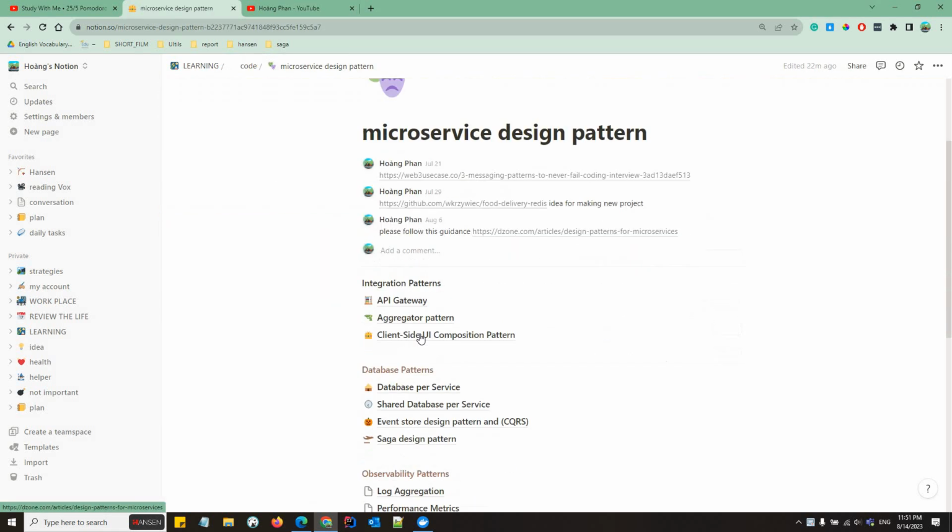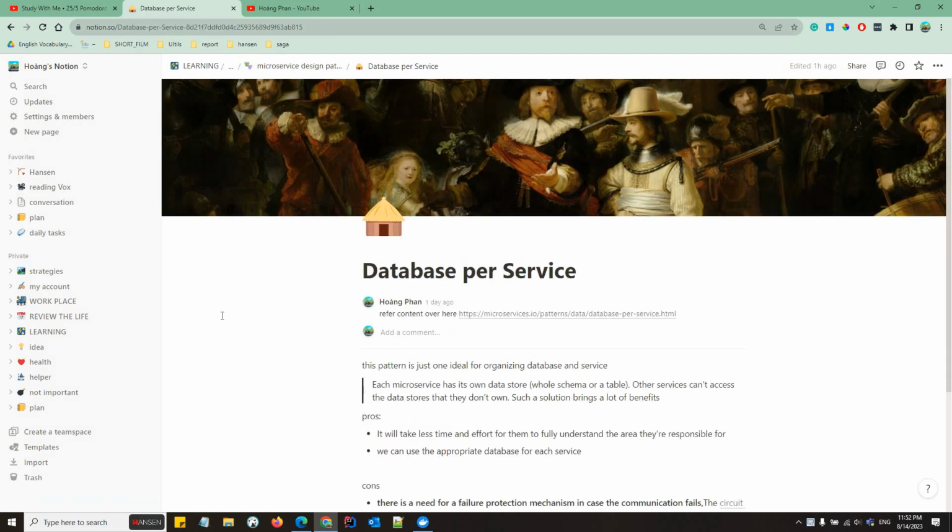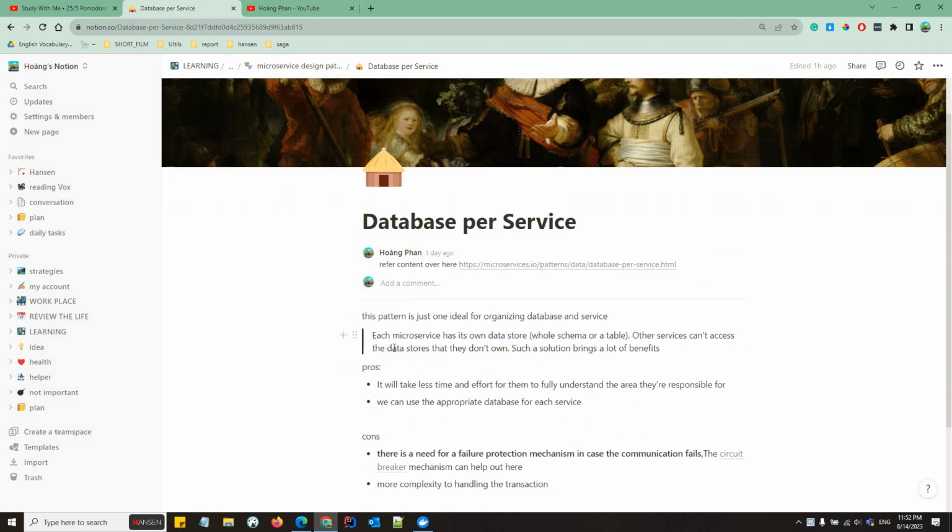So move on to the database per service. The definition is each service has its own data store, whether schema or table. Each service can't access the data store that they don't own. Such a solution brings a lot of benefits.